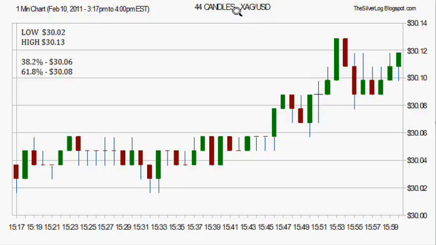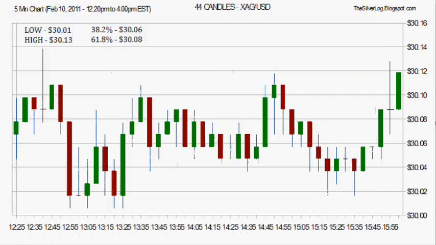And the code for each of these is XAG/USD. AG stands for the metal silver, and of course this is priced in US dollars. Now, as far as Fibonacci, on each one of these charts I have the low and the high, but for this one, Fibonacci really doesn't mean too much. That's the 1 minute chart.